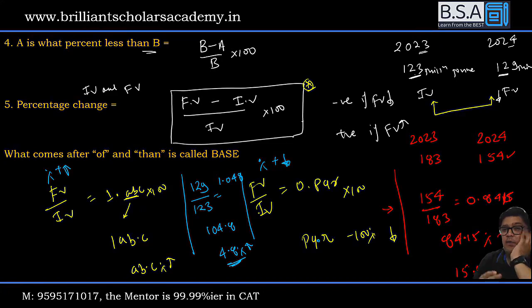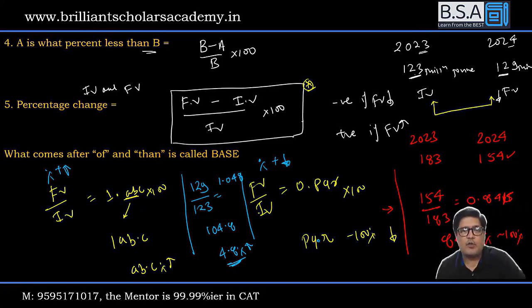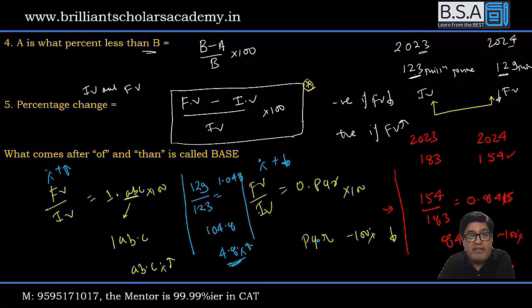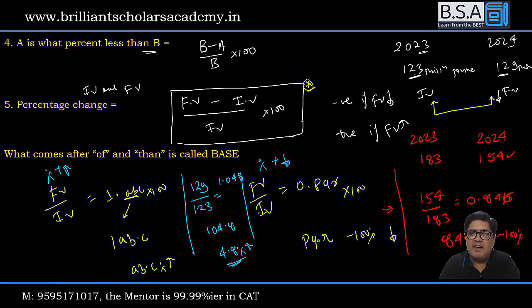So learn these tricks. What that ratio means is it has become 84.15% of the denominator. So it must be below 100%. So the difference is the answer. If it is more than 1, it is an increase. If it is less than 1, it is a decrease. That's all. If it is more than 1, it's an increase. If it is less than 1, it's a decrease. Good.